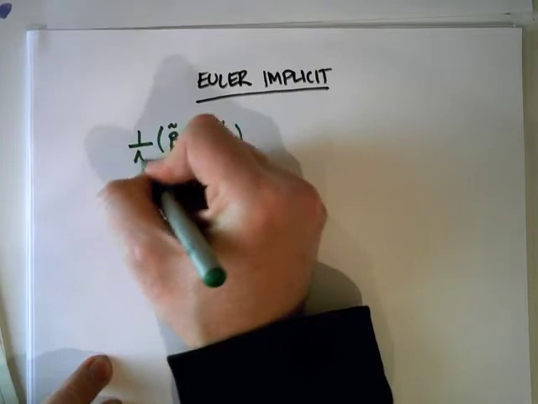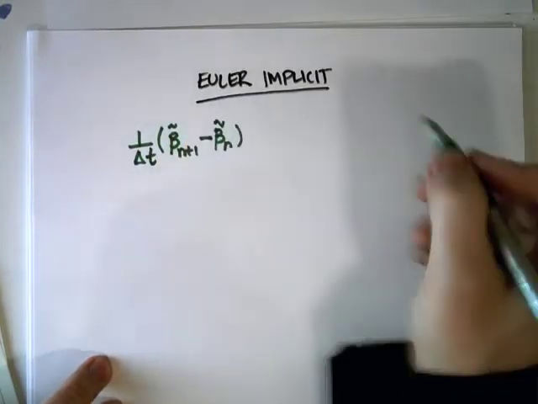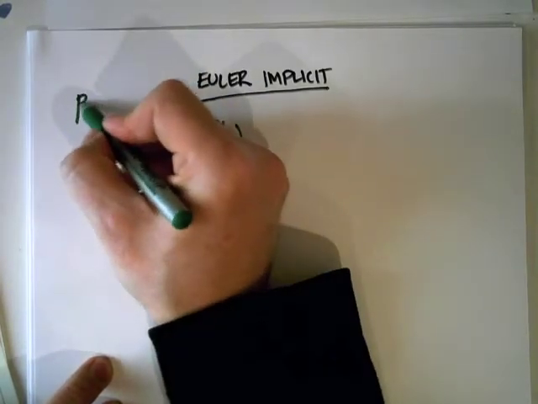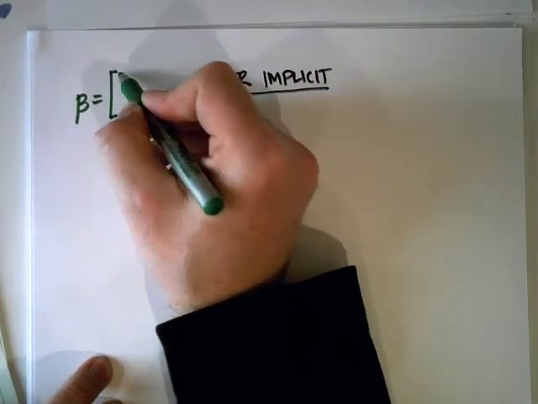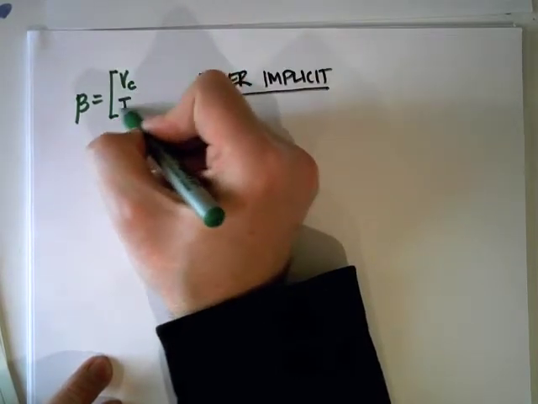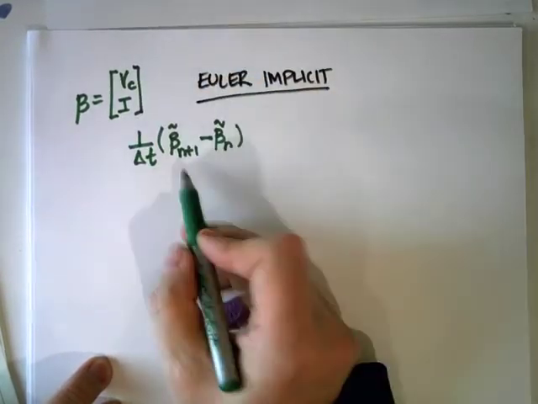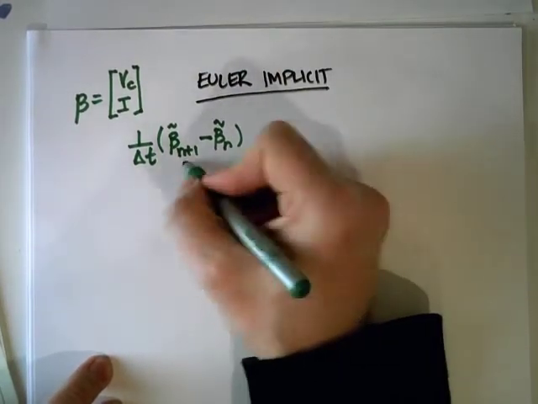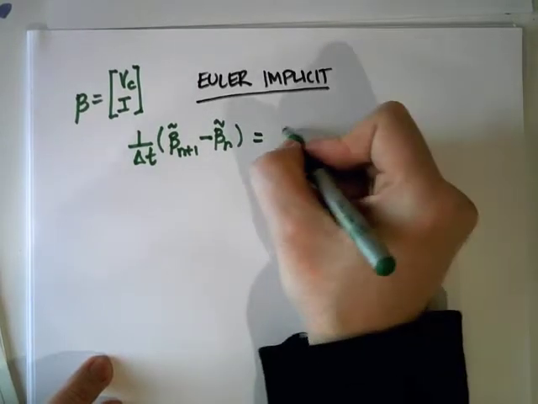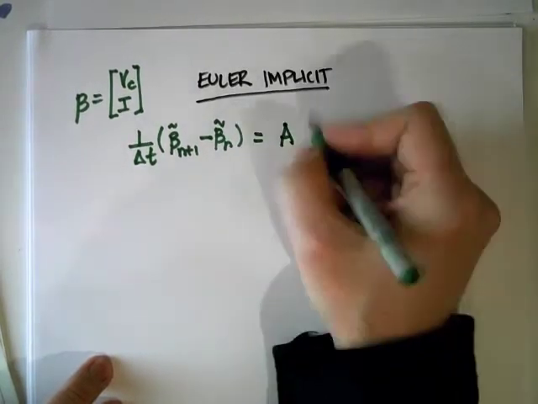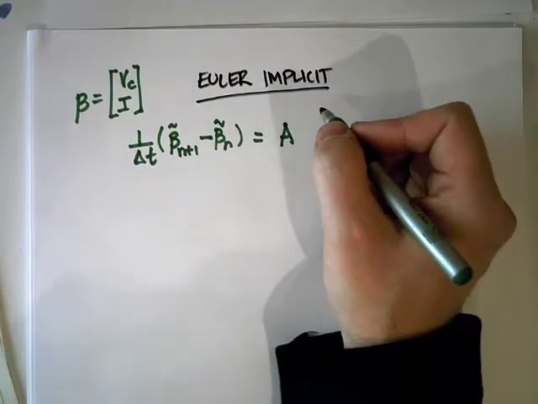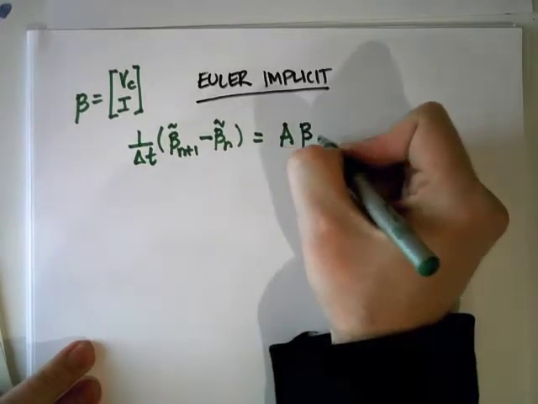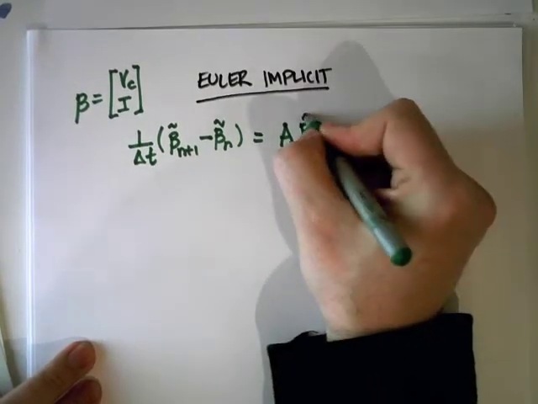So there it is. We know what beta is. We know beta is v sub c I, right? And so we know we're looking at the nth time, and the n plus 1 time. And we'll lose a, because that's what we used when we wrote down the system of linear equations. And this is now beta n plus 1.